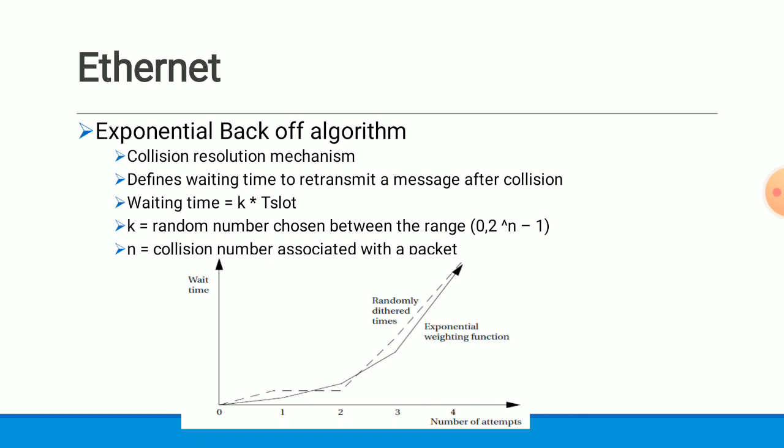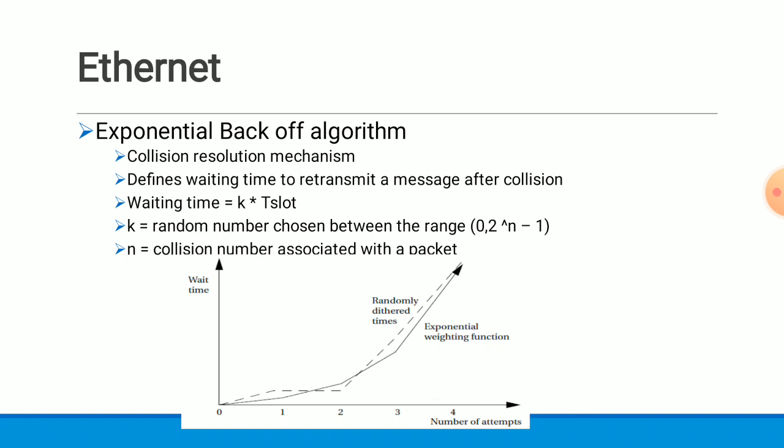Then when a second collision occurs for the same packet, this range is doubled and becomes 0, 1, 2, 3. And if a third collision occurs for the same packet, this range is again doubled and becomes 0, 1, 2, 3, 4, 5, 6, 7. So this repeats for each collision. This is shown in the graph. As the number of attempts or collisions for a packet increases, the waiting time is weighted by an exponential function of the number of times the message has been aborted.